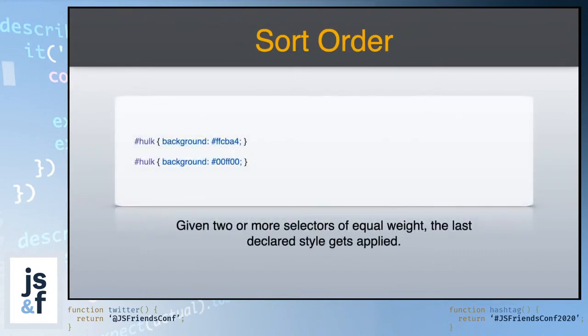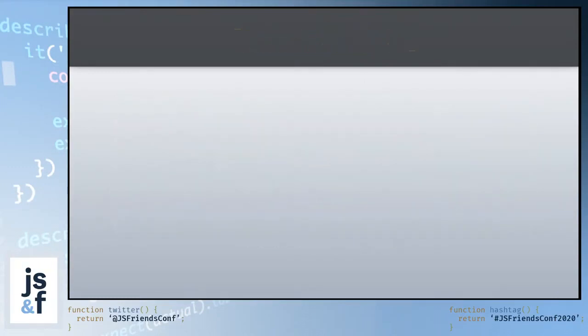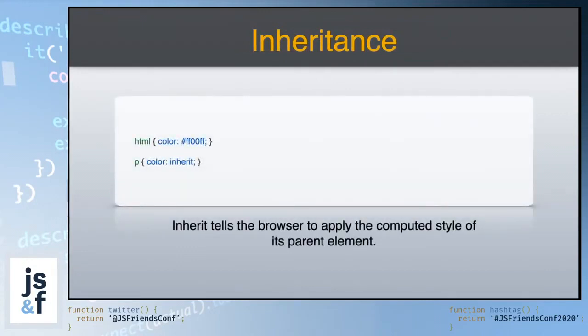Next, CSS is going to take into consideration the sort order. Given two or more selectors of equal weight, the last declared style is what will get applied. So in this case, the background color of 00FF00 would be the background color that ultimately gets rendered. And then finally, in many cases, for many properties, CSS will choose to inherit undeclared styles from an ancestor. So in this case of a paragraph tag, by default, its color is set to inherit. If the color of the HTML element, and nothing between there, is set to FF00FF, the paragraph would pick up that color.